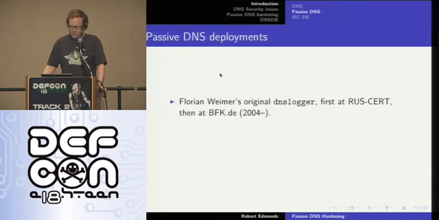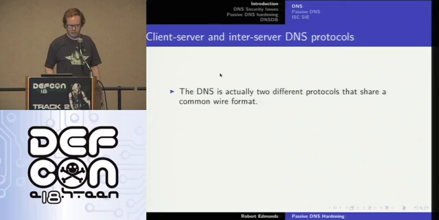So there have been a number of different implementations of passive DNS over the years. The original is Florian Weimer's DNS logger, whose backend was initially hosted at RusCert and then at BFK. Florian's implementation uses a custom libpcap-based forwarder on the passive DNS sensor, and the two speak fairly different semantics, but they use the same wire protocol.